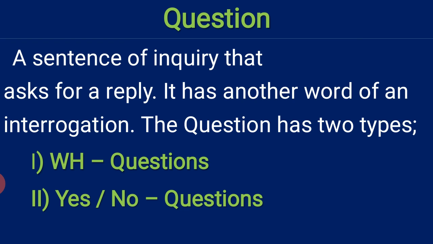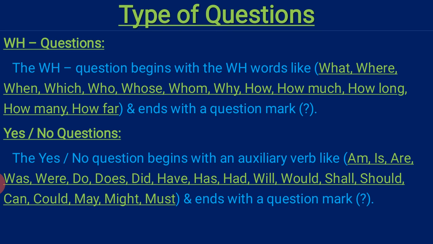Everything we can use. The question has two types. What are they? One is the WH question, and another is the yes or no type of question. I have given you the definition. WH questions begin with the WH words. For example, what, where, when, which, who, whose, whom, why, how much, how long, how many, how far. Both types of questions end with a question mark.